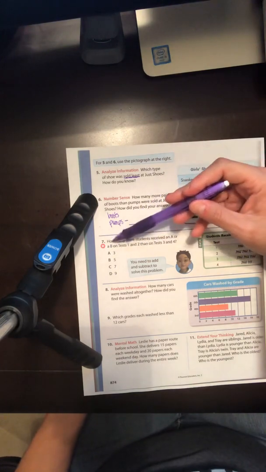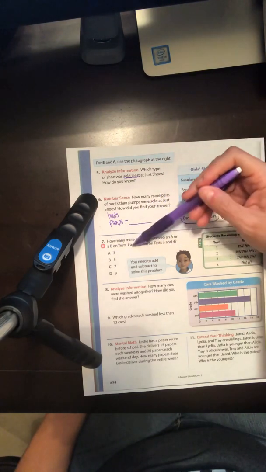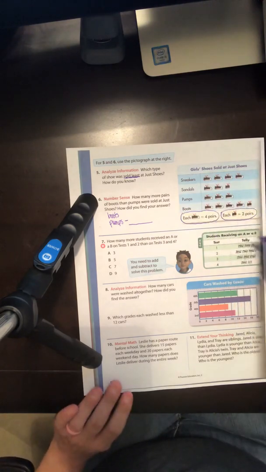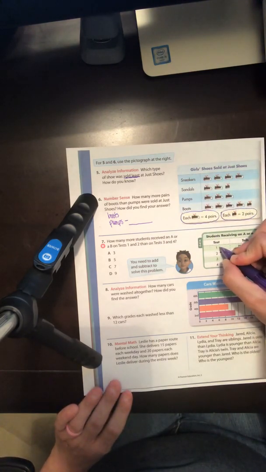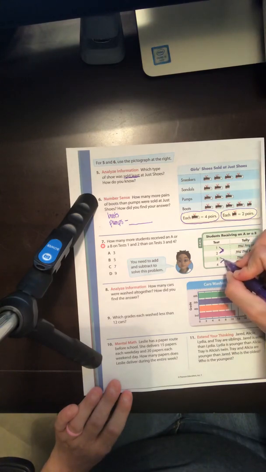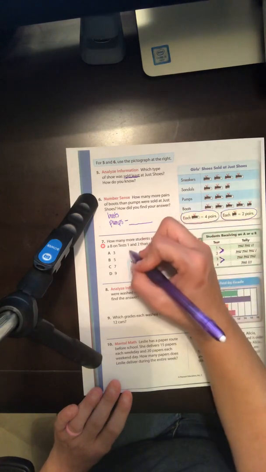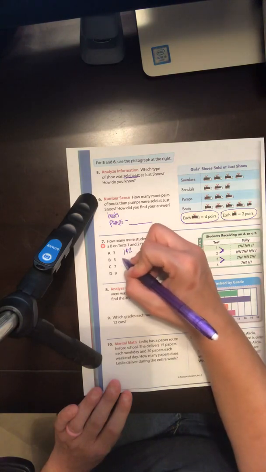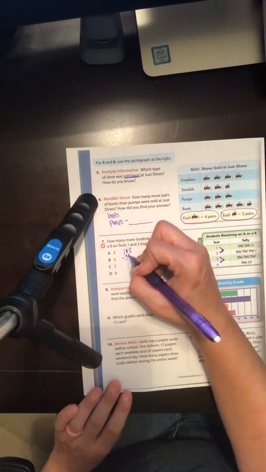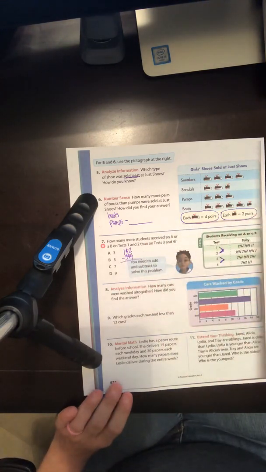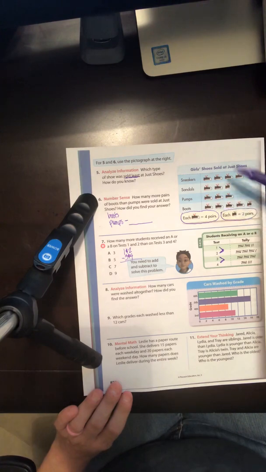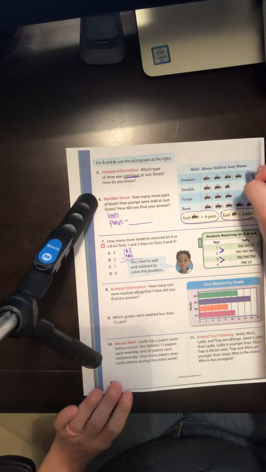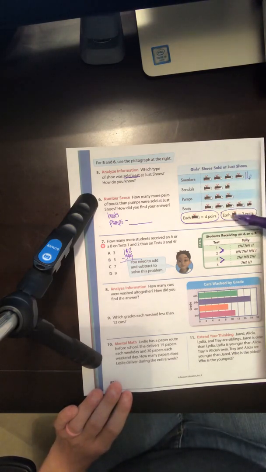Okay, number 7. How many more students received an A or a B on tests 1 and 2 than 3 and 4? Here, you're going to add 1 and 2 together. You're going to add 3 and 4. Okay? So 1 and 2 minus 3 and 4. That's how you're going to get your answer. Okay? Again, look here. I don't have numbers either for this. I'll do the first one for you. You're going to count by 4s. 4, 8, 12, 16. You need to fill out the rest.